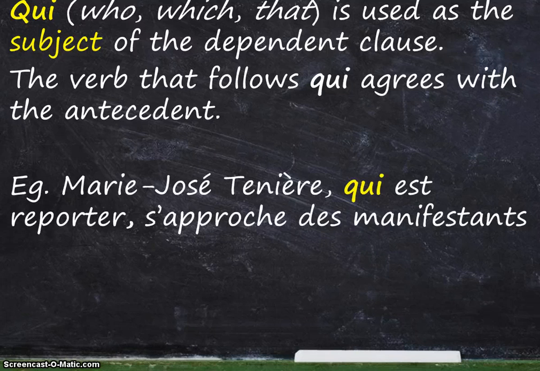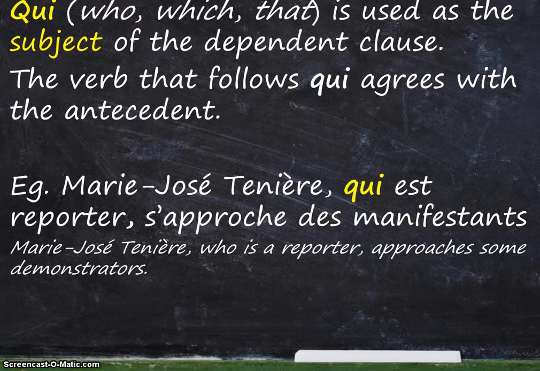Here, we have: Marie-Josée Tenière qui est reporter s'approche des manifestants. Okay. The qui here, as you notice, refers simply to Marie-Josée Tenière. Okay, and Marie-Josée Tenière here is the subject in the sentence. So therefore, qui is followed by the verb. I hope you guys understand. It's not very difficult. If you understand the concept, you will get it.